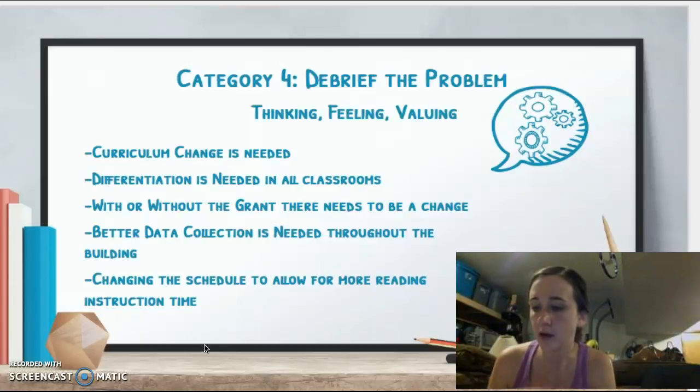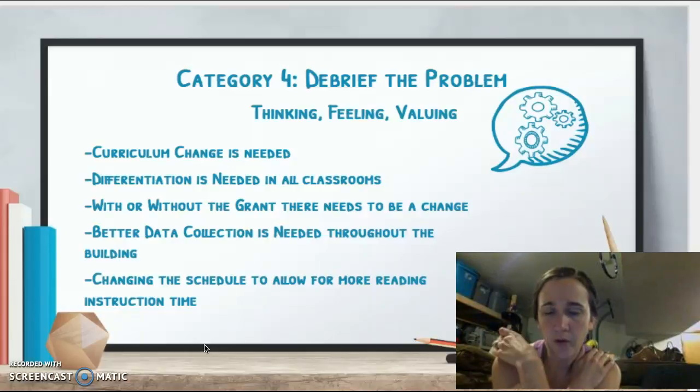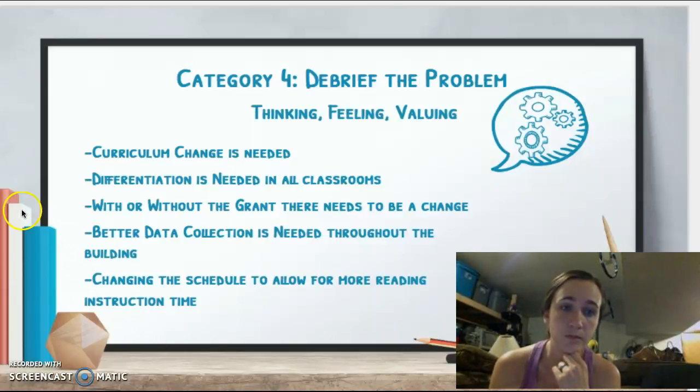Differentiation is needed in all classrooms. With or without the grant, there needs to be a change of some sort, whether that be curriculum, data-based instruction, or differentiation. I feel like a curriculum is needed, so with or without the grant, I will push for that. Better data collection is needed throughout the building, so I would have a cohesive data collection plan for the whole building. I'm changing the schedule to allow for more reading instruction time. I feel like that is a big one, and also to add the PLC in there as well.